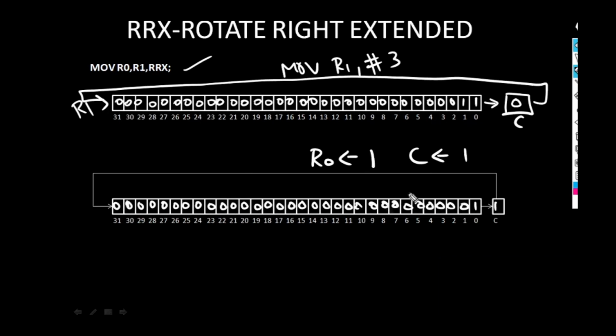Why is that the case? Because C is part of the rotation. The LSB bit here was 1, which gets shifted to C, and the C content is now acting as the MSB, because it was 0 here, it is 0 here, and the other content just gets rotated to the right side. That is what is happening here.